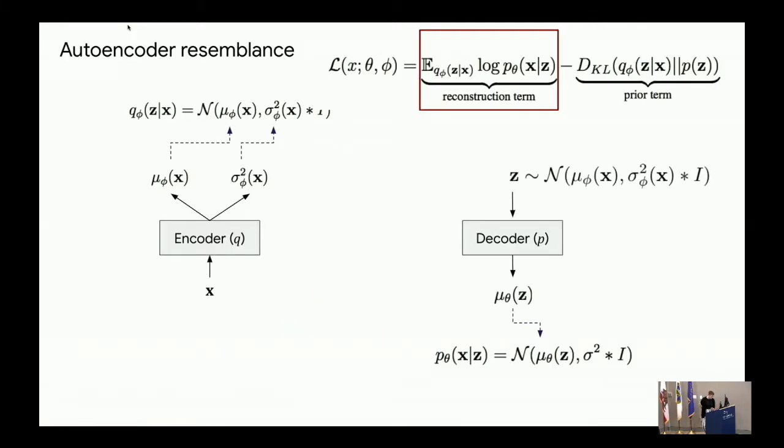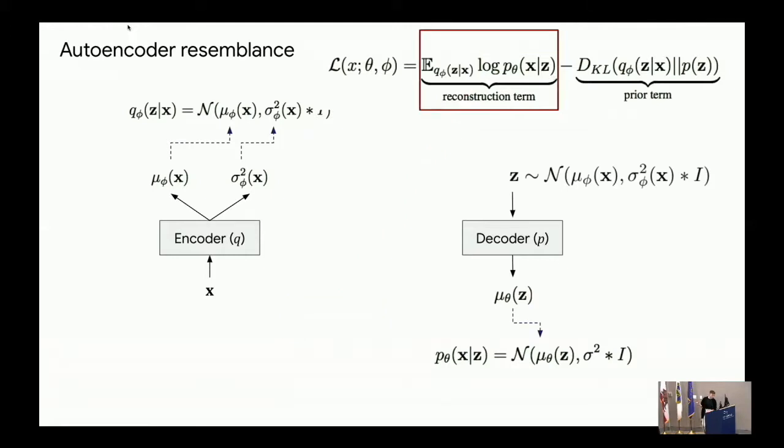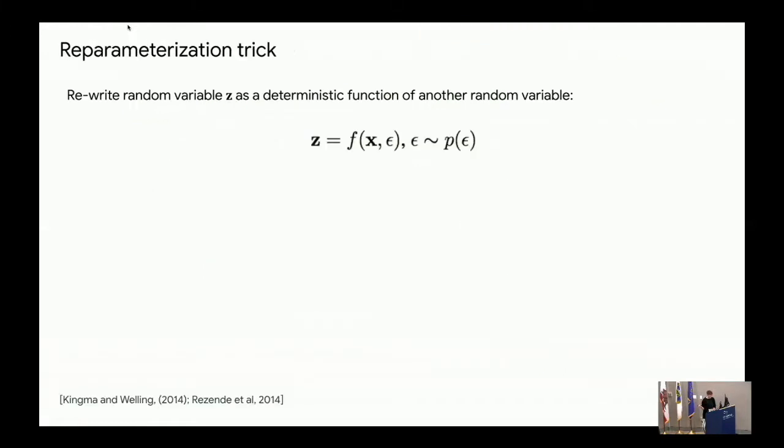Cool. So optimizing, okay, this term here is really easy to compute with a Gaussian, but actually optimizing this expectation is a little tricky. So some cool tricks were proposed a couple of years ago, referred to as the reparameterization trick. The idea here is to rewrite the random variable z as a deterministic function of another random variable, in this case I'll call it epsilon. This is just a generic example of what this would look like.